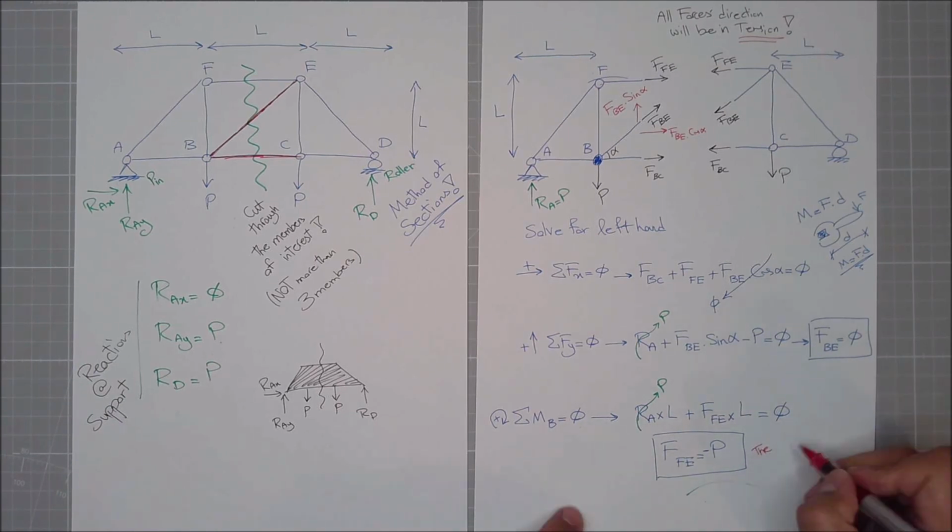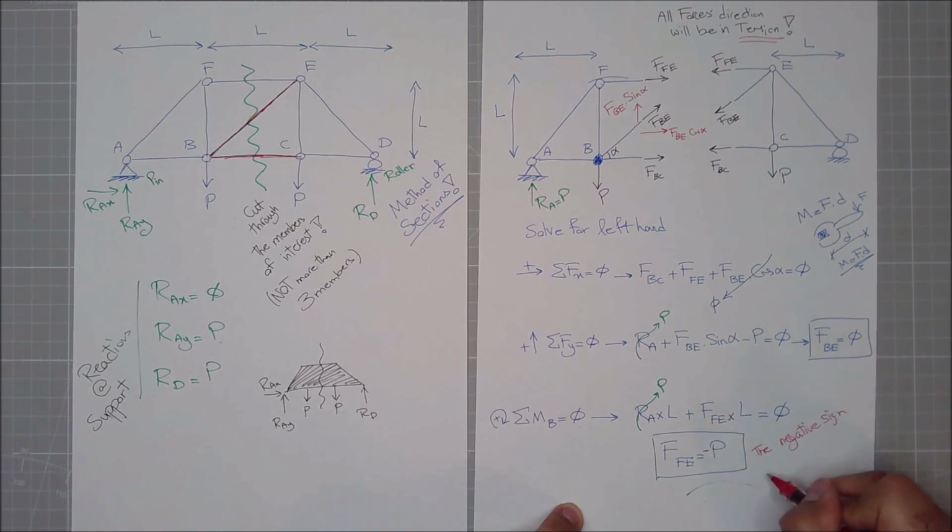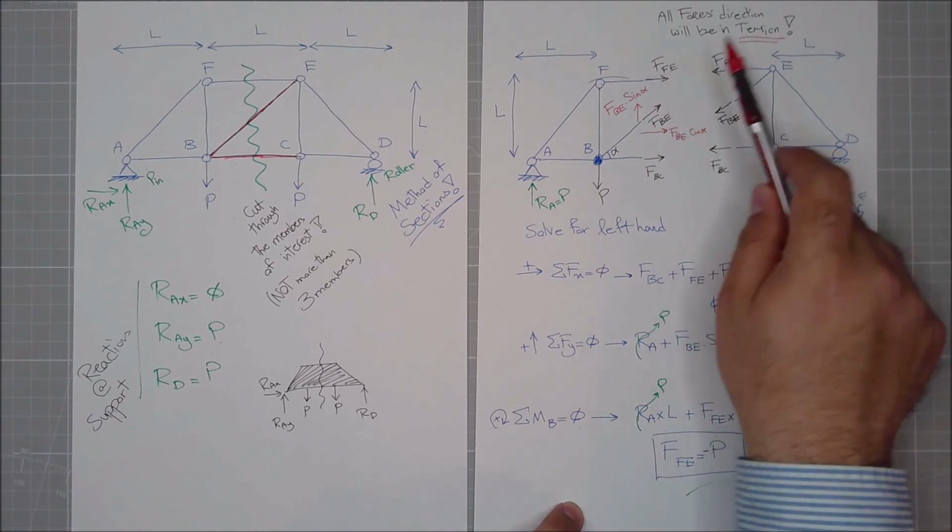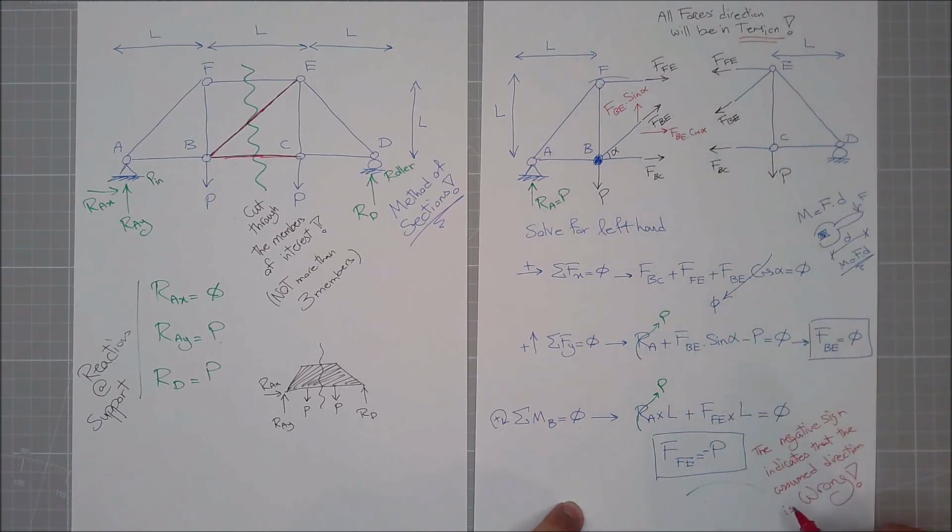The negative sign indicates that the assumed direction is wrong. So if I consider everything to be tension, this means it is in compression.